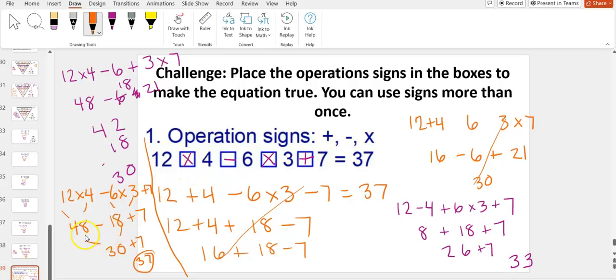12 times 4 is 48. 6 times 3 is 18. Now I can subtract from left to right. 48 take away 18 is 30, plus 7 is 37. So this is our final answer for this challenge question.